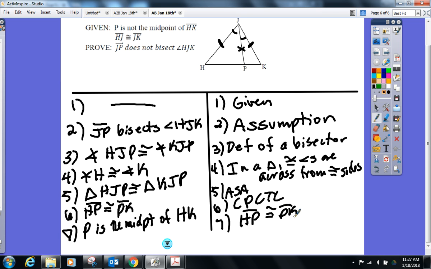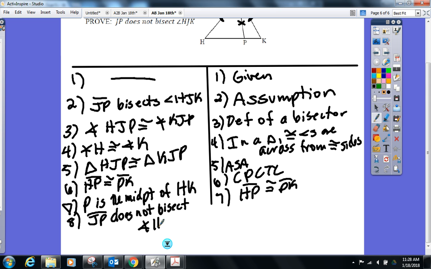And now what do I have here in my givens and this statement 7? I have a contradiction. My assumption must have been false. So if my assumption's false, what's true? JP does not bisect angle HJK. So once I have that contradiction, I can prove what was asked. JP does not bisect HJK.